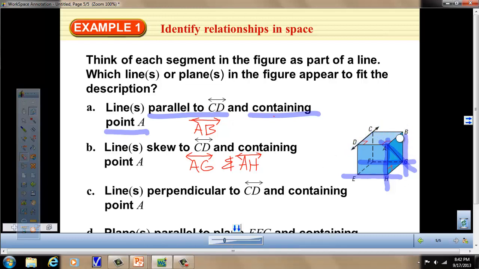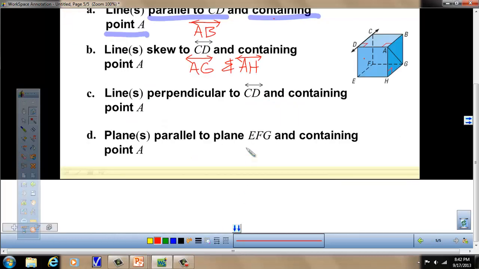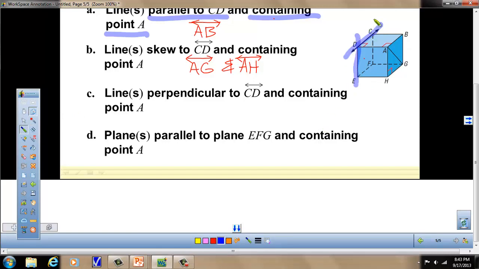So for the next one, we're looking at lines that are perpendicular to CD. And it looks like there's quite a few there. We're going to highlight them. Again, here's CD. And if we look, it looks like DE is perpendicular. It looks like CF is perpendicular. It looks like AD is perpendicular. And it looks like BC is perpendicular. So those are the lines that are perpendicular to CD. There's only one that is perpendicular and contains point A, and that would be line AD.